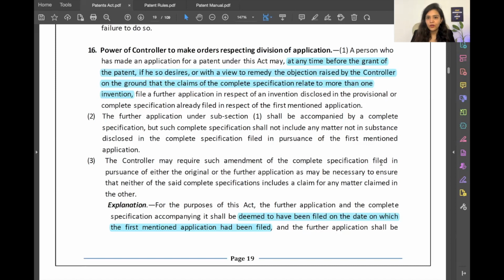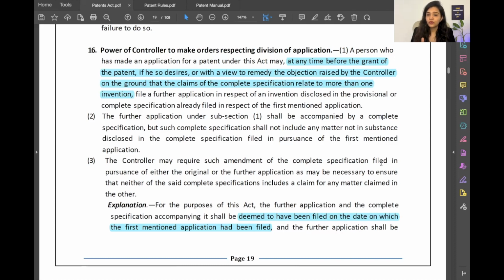To give you an example of anti-dating, for example, you have filed your patent application on 1st April 2023. And it's been 1 year, and the date today is 1st April 2024. Now, on 1st April 2024, you are dividing your application into two applications. One is your original application. The other is a second application which is derived from this application. So the date of filing of the second application would be 1st April 2024.